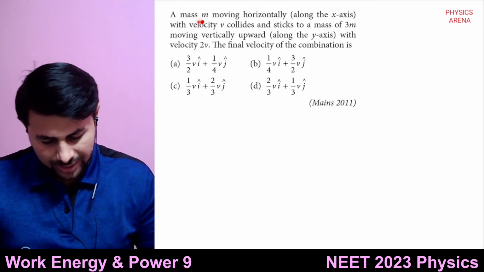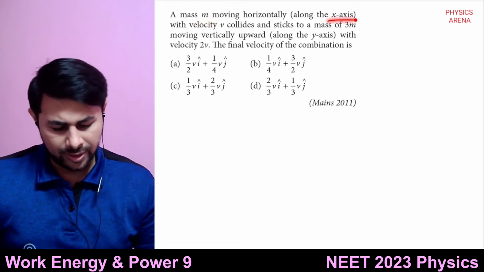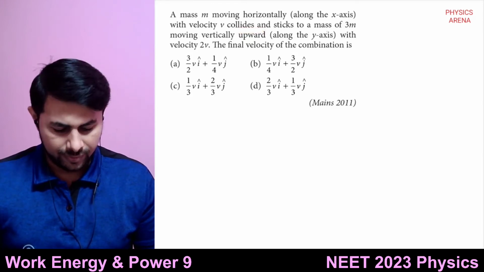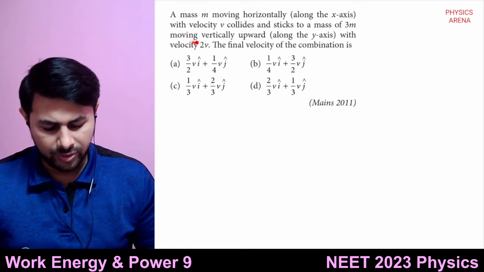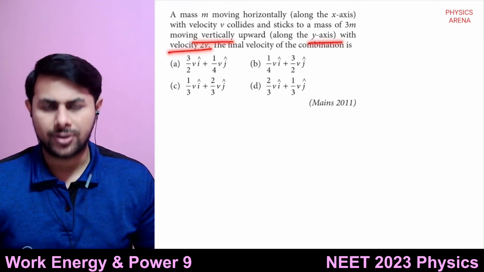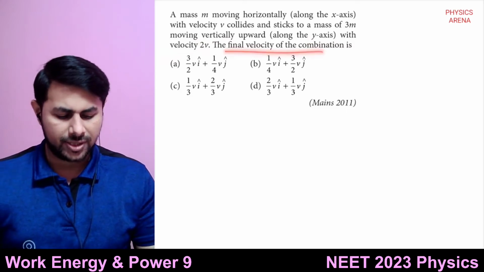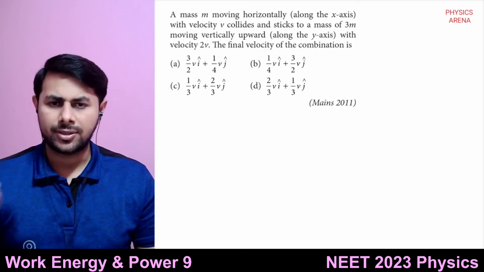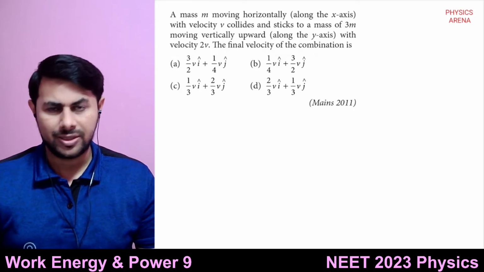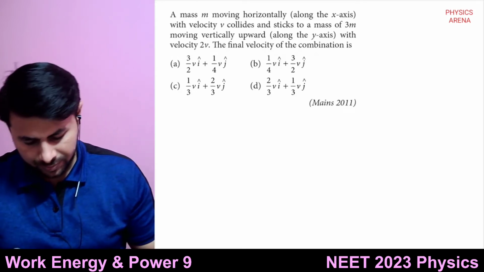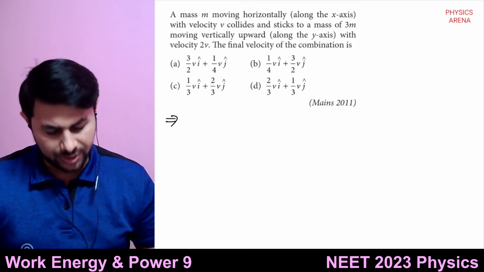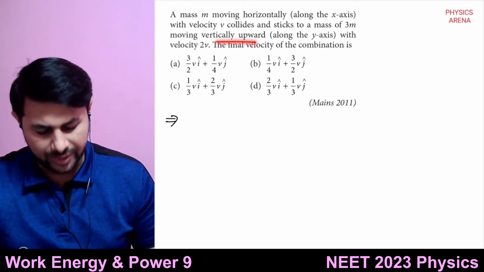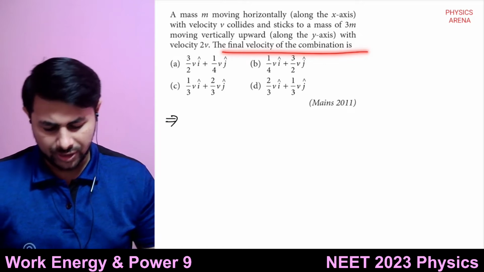A mass m moving horizontally along the x-axis with velocity v collides and sticks to a mass of 3m moving vertically upward along the y-axis with velocity 2v. The final velocity of the combination is, so this is a problem on perfectly inelastic collision, because the two masses are colliding and sticking with each other. But this is a simple problem. The first one is moving in x direction, the second mass is moving in y direction. The final velocity of the combination is, this is the question.